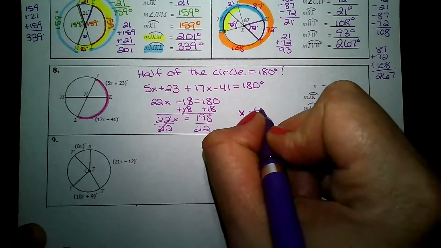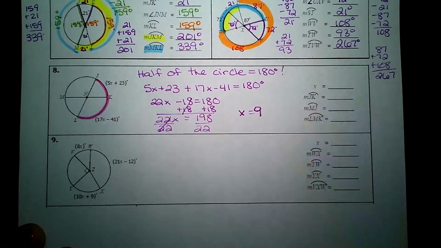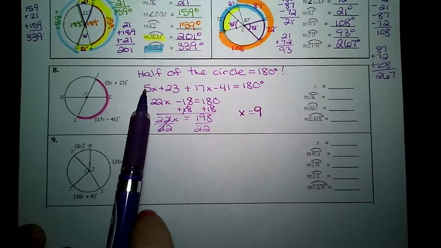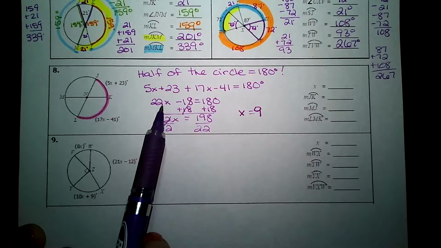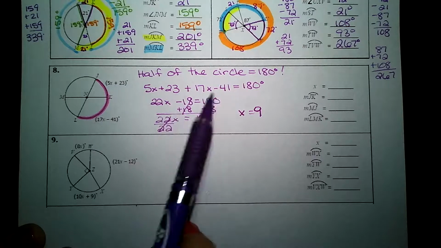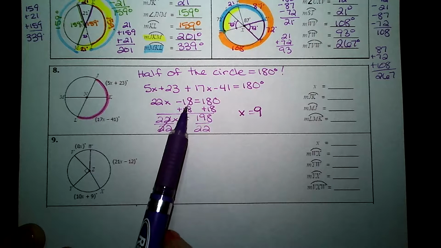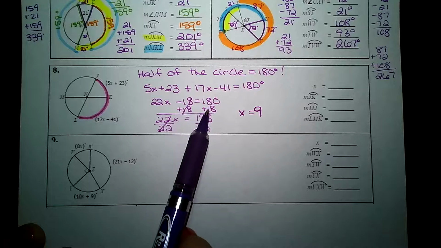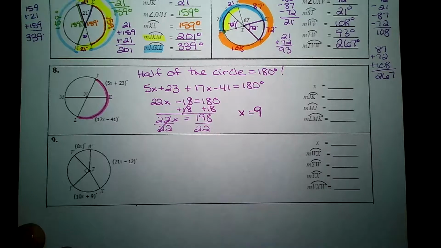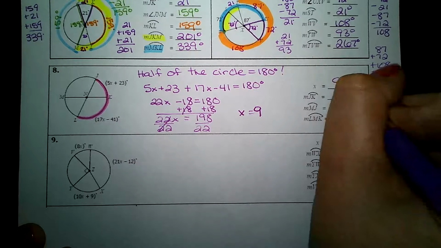Okay, so you can see that I got x equals 9. If you did not get x equals 9, check out my work. The first thing I did was I combined like terms. 5x and 17x combined for 22x's. Positive 23 and negative 41 combined for negative 18. So I have 22x minus 18 equals 180. Add over the 18. Divide off the 22 for a total of 9. So x is equal to 9.